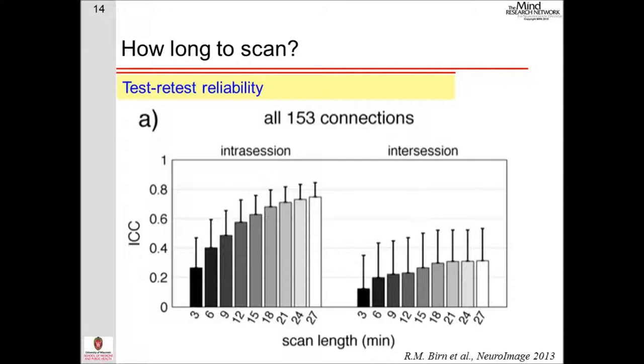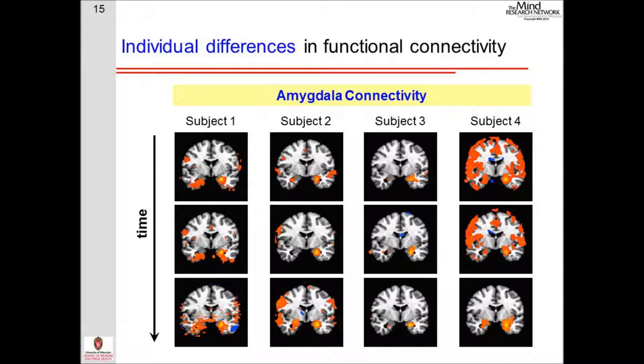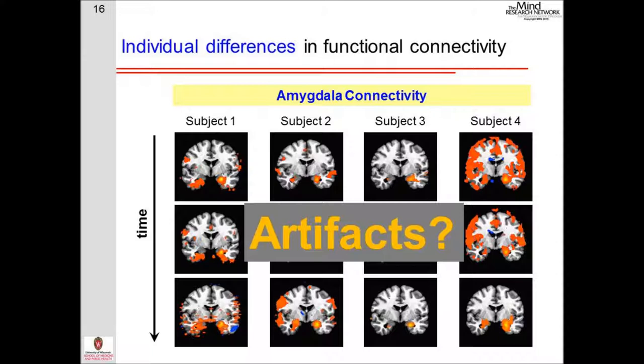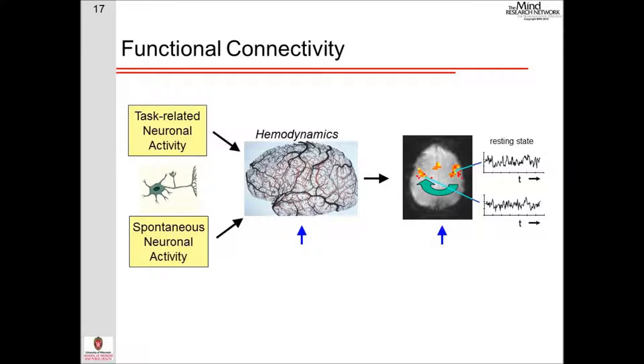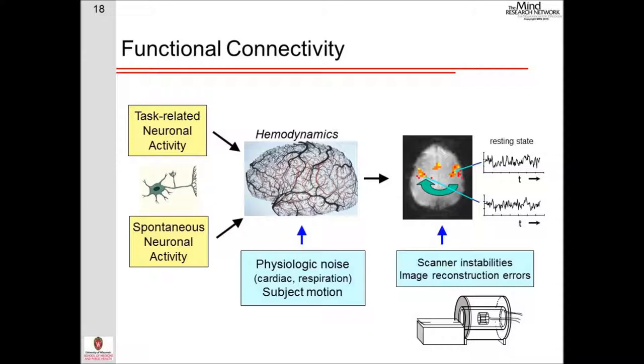So the first question might be, could this be because of artifacts? Could there be noise here that's causing reliability to be lower? And this makes sense because in addition to spontaneous neural activity that's causing these differences in the signal, we've got a lot of other sources of noise: physiological noise, like respiration and heartbeat, subject motion, scanner instabilities, and reconstruction errors. Hopefully the physicist is taking care of most of this, so that the scanner is nice and stable. So I'm going to spend most of my time looking at these effects right here.